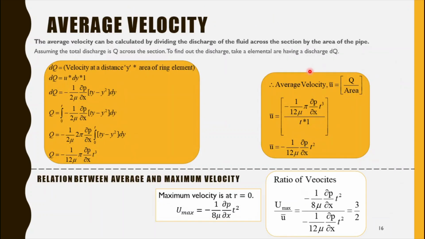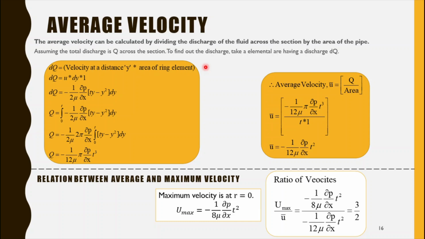Now let's move on to the next topic, average velocity. I am again repeating that the calculation procedure is exactly the same, only the geometry is changing. Our geometry was circular, cylindrical, in pipe flow. Now here our geometry is rectangular. Only the geometry is changing, our procedure is the same. So let's talk about average velocity.